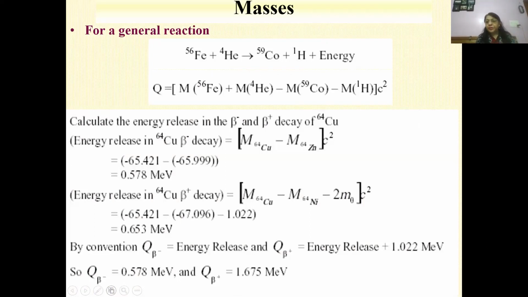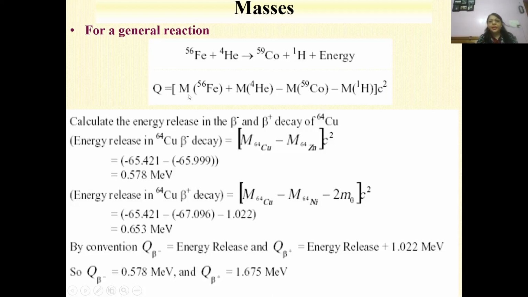get 59 cobalt, sorry, along with a proton being liberated, plus energy. So again, an exothermic reaction whose Q value will have to be calculated. What is Q value? Q value is a parameter in nuclear reactions which gives us an idea whether energy is absorbed by the system or emitted in the procedure of the reaction. So Q in this case will be equal to, Q is energy, so we will be multiplying with c squared.